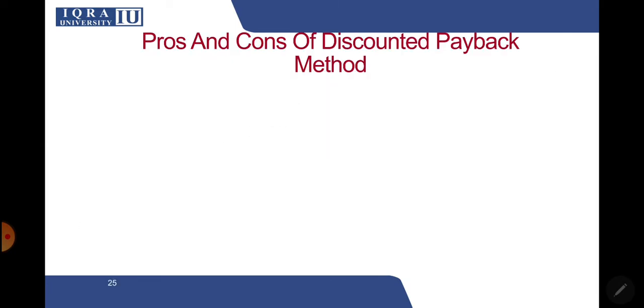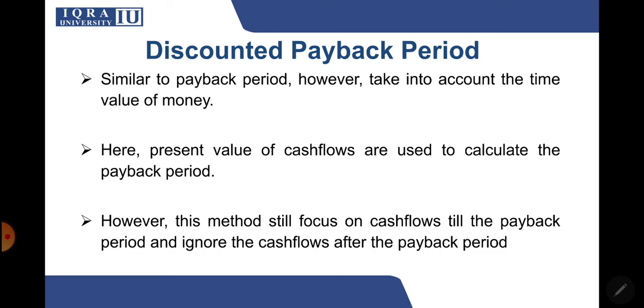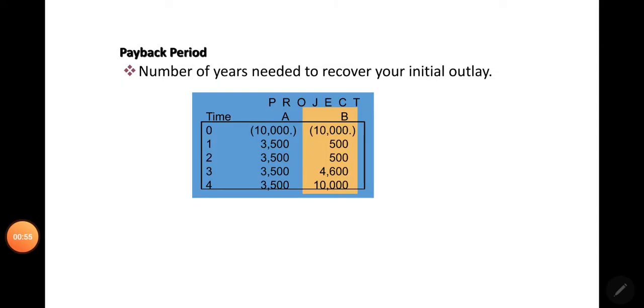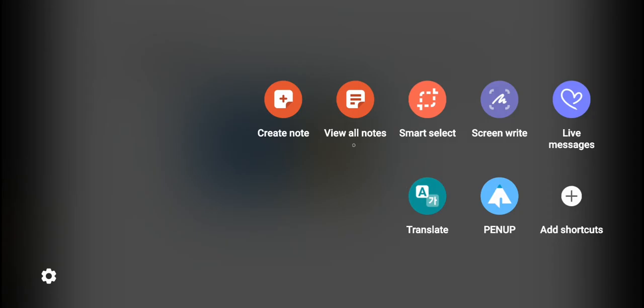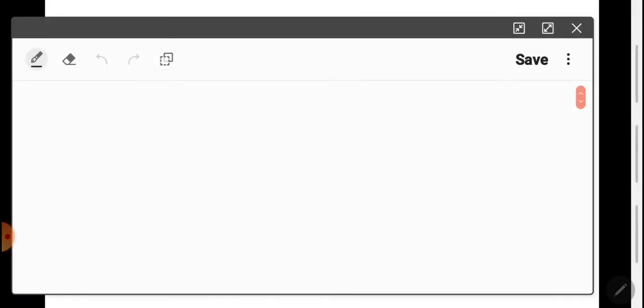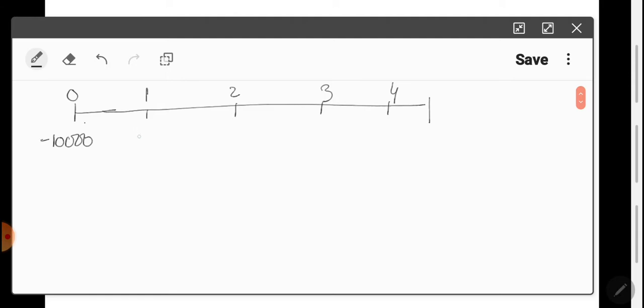Now we're going to look at an example in order to understand this. I'm going to go back to our previous questions. Okay, so we're going to do it for project B. So I'm going to open a note and we're going to calculate in that. So the cash flows for project B are, at time 0 we have a negative 10,000. Then at the end of the first year we have 500, then 500 again, then 4,600, and then 10,000.